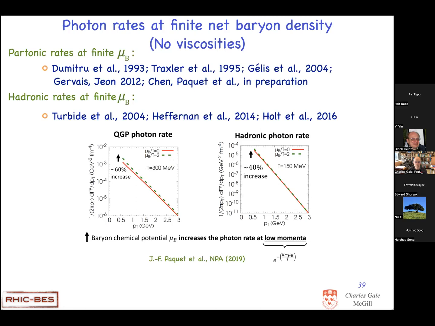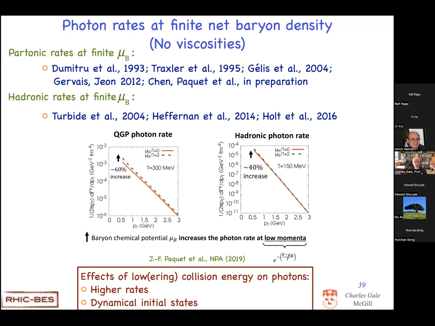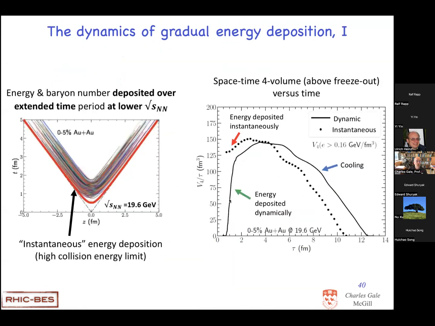So the low collision energy will affect the dynamics of the population, the formation and the feeding into the hydro, and the low kinetic energy will affect the evolution of the baryon chemical potential and the photon generation rates. I just said that, and here it is. So what happens as far as the dynamics go? The dynamics will look something like this.